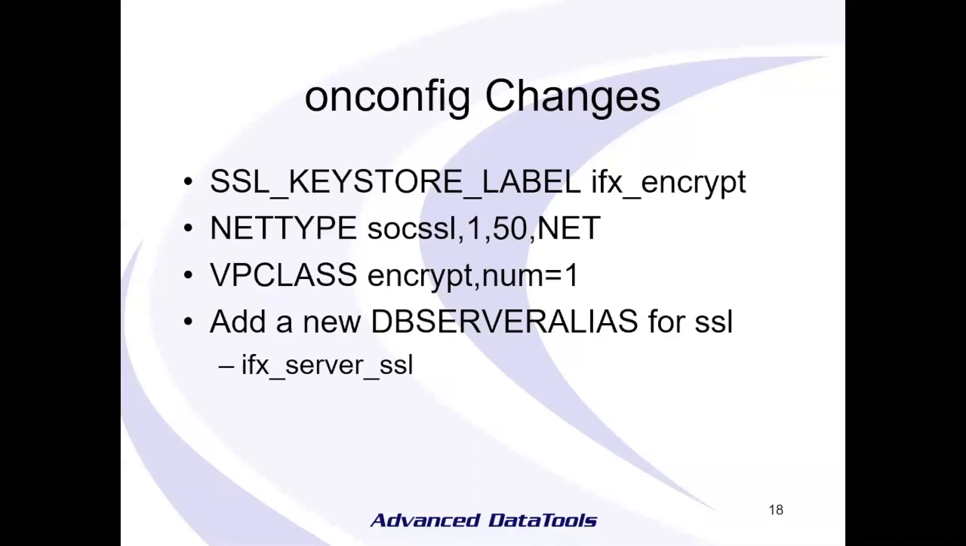And the last one is we're going to add a new DBSERVERALIAS for our SSL listener. So in our example here, we're going to take our existing connections where we've got a shared memory and a TCP connection and add a third listener for SSL. Obviously, you could take your TCP connection and change it to SSL if you want to. Certainly, there are reasons to do that. Most environments like to do a rollout, so you'll often add the third one as SSL, and then maybe you turn off the TCP somewhere down the road.